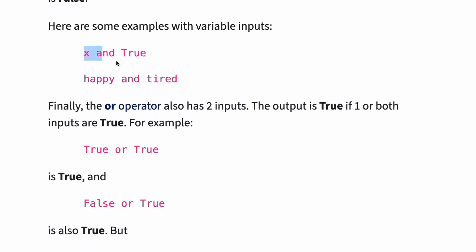And here are some examples with variable inputs: x and True, and happy and tired.